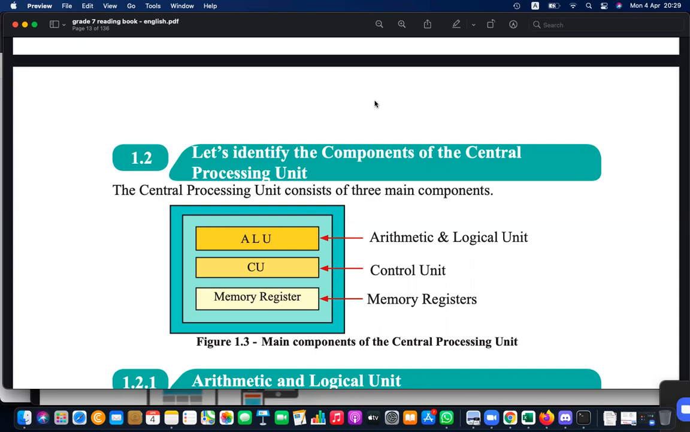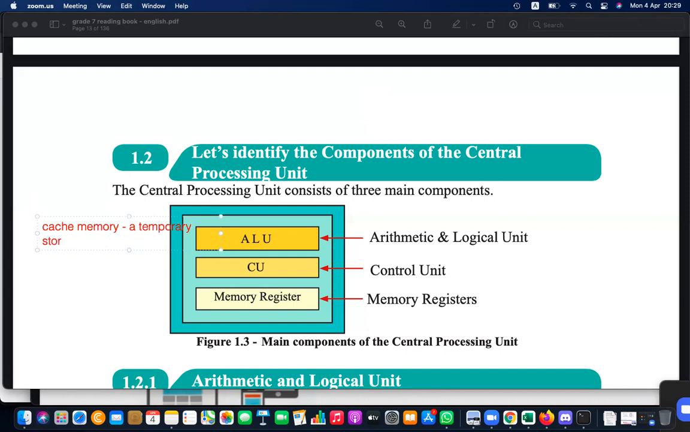Cache memory. And buses. So what are buses? Cache memory is a temporary storage. That is also part of the CPU. A temporary storage in the CPU. And buses, data paths in the CPU. So how do you send a signal from one place to another using buses? So buses is the transport mechanism. It is the data path in the CPU.